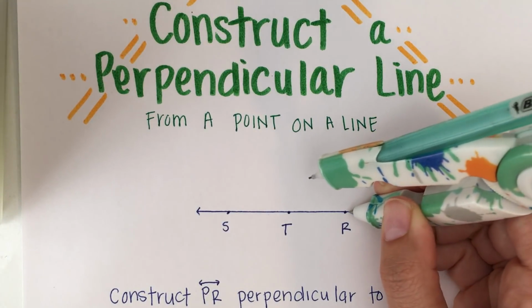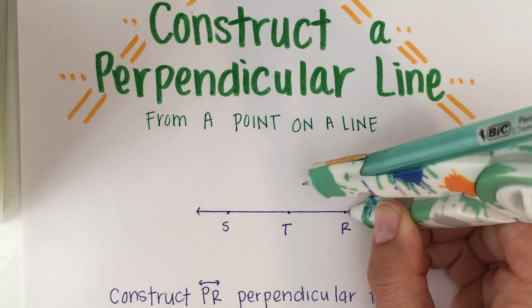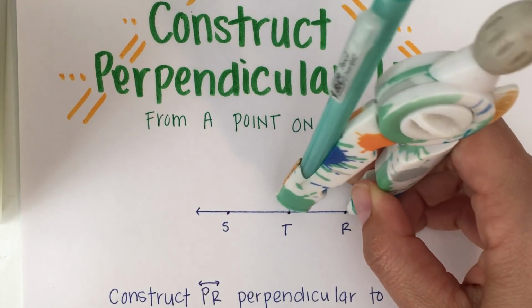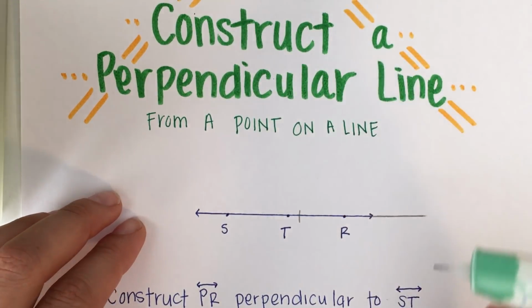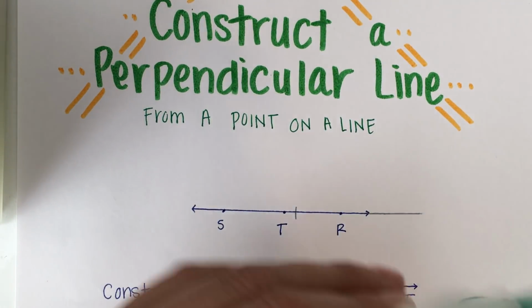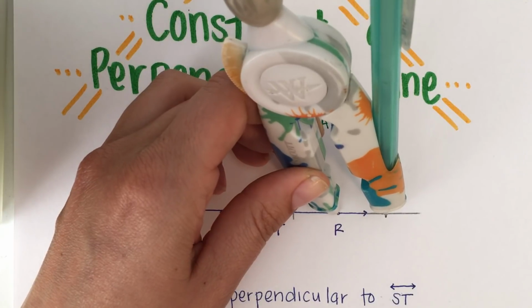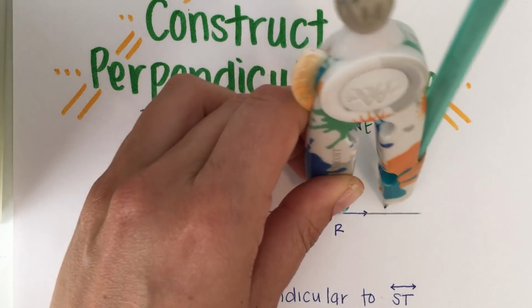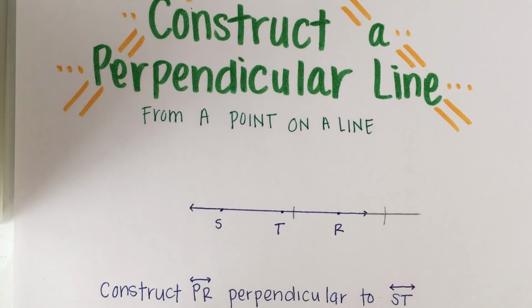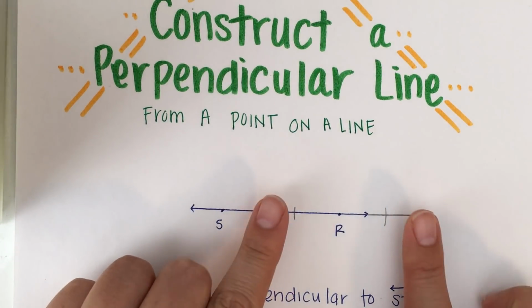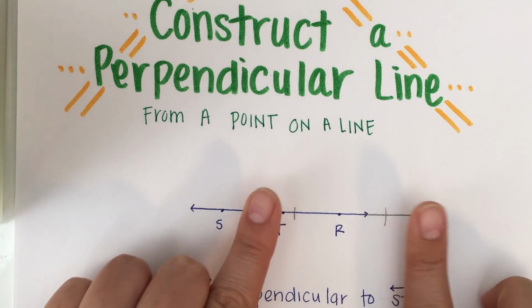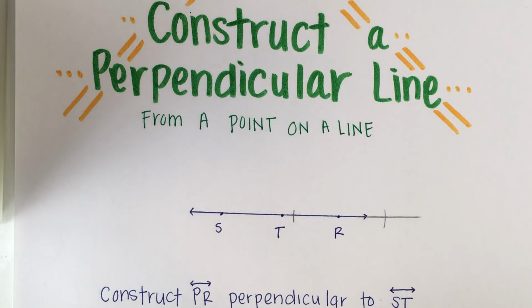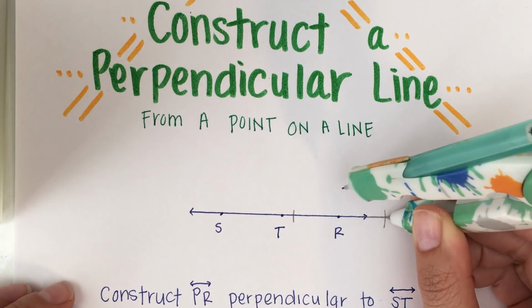So what I'm going to do to create R as the midpoint is I'm going to take my compass and go the same distance to the left and then turn it around and go the same distance to the right. So now I have a segment that exists in between these two marks, where R is the midpoint.